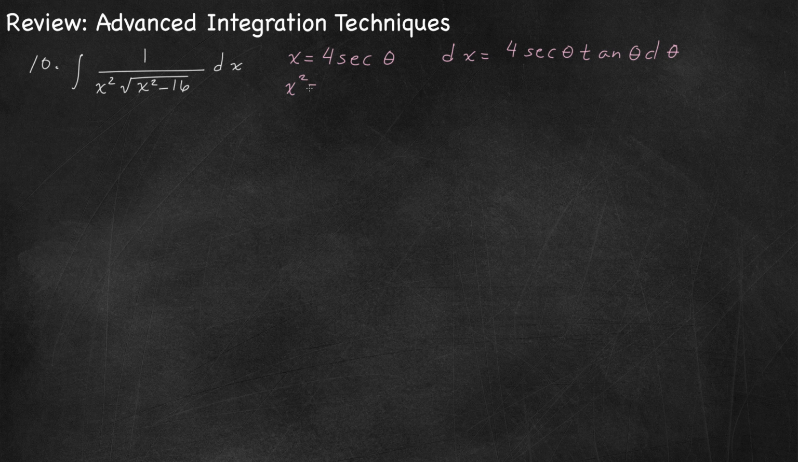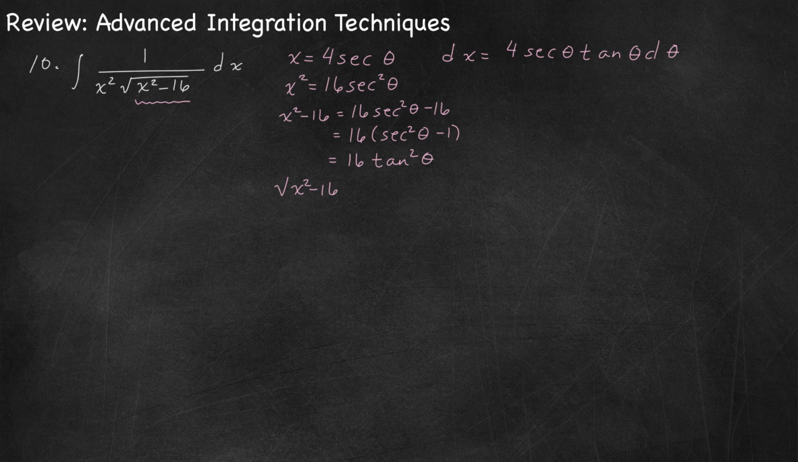And x squared, if I square both sides, I get 16 secant squared theta. I'm trying to match my expression over here. So x squared minus 16 would be 16 secant squared theta minus 16. And then I factor out a 16. And secant squared theta minus 1 becomes tangent squared theta. So 16 tangent squared theta. And then I'm going to take the square root of that and get 4 tan theta. So I can replace the square root of x squared minus 16 with 4 tan theta. And for the extra x squared in front here, we can use 16 secant squared theta. And then our dx, of course, 4 secant theta tan theta.